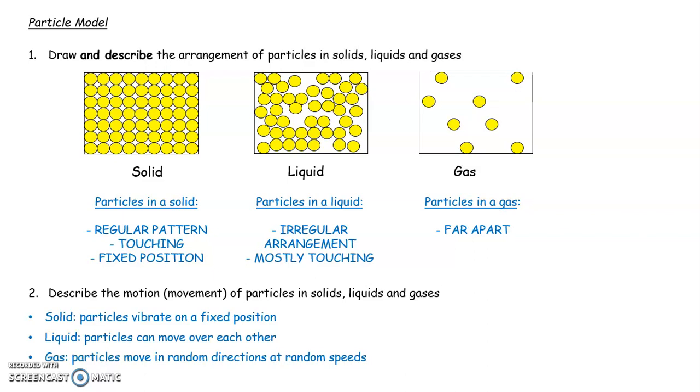In a liquid, because they're still touching, they can only move over each other. A common thing that students get wrong is they say liquid particles can move randomly. They can't. Liquid particles can only move over each other. In a gas, they are free to move wherever they want. They're not constrained, they're not touching. So in a gas, the key words to use are gas particles move in random directions at random speeds. Please correct anything that you didn't quite get right or add any information you need to, and we'll move on to the next part of the quiz.